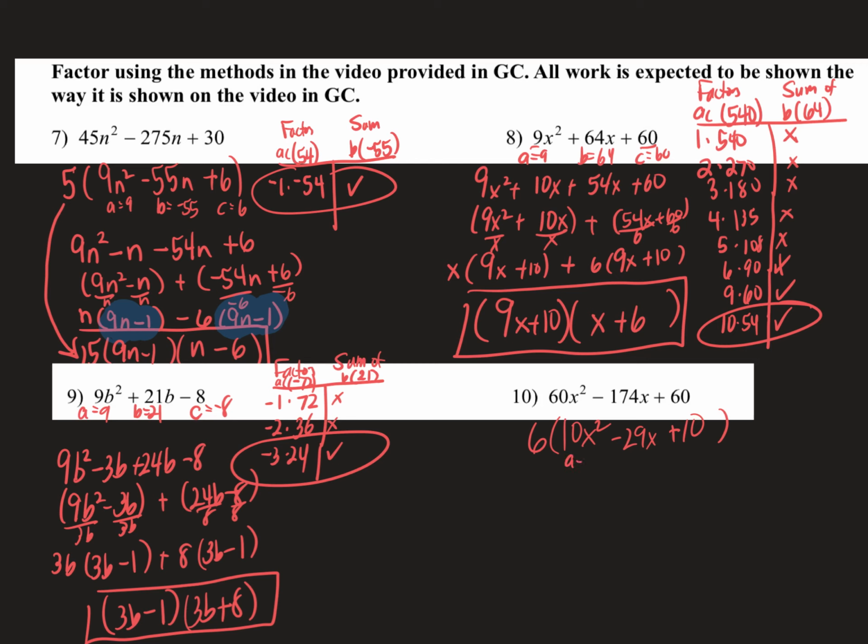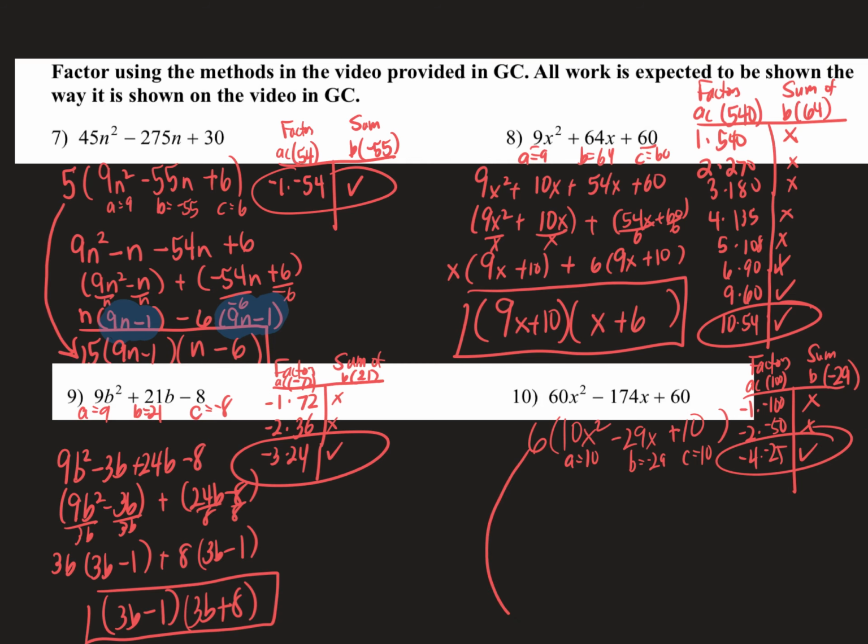So A is 10, B is negative 29, C is 10. I want factors, so the things that you multiply of A times C, which would be positive 100, to give me a sum of B, which is negative 29. So it's going to be a negative times a negative. So negative 1 times negative 100, no. Negative 2 times negative 50, no. Negative 4 times negative 25, yes. So I found what works.